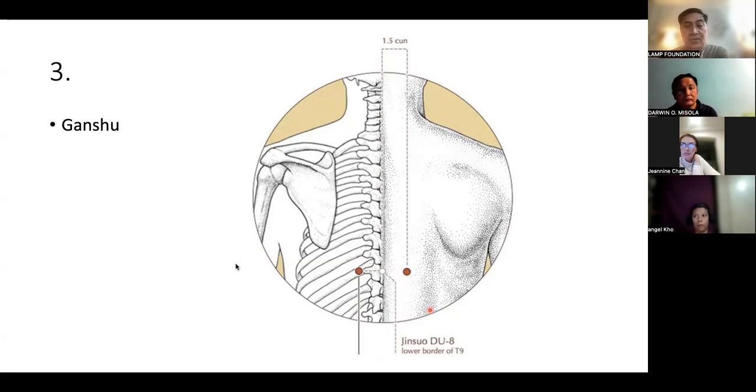Anyway, you can always Google this. I always do this for patients who have liver issues. Yung nanilisik ang mata, madaling magalit. So that's actually liver shu. Okay, Dan-shu, Ma'am Angel.